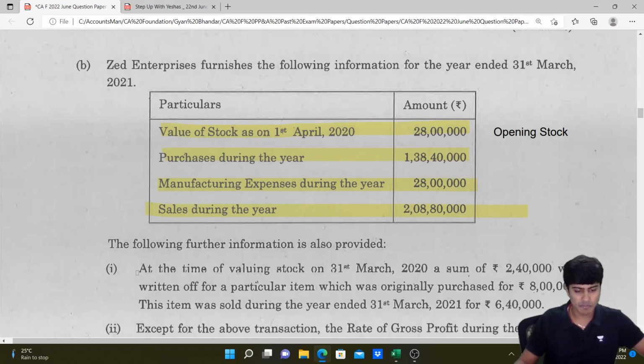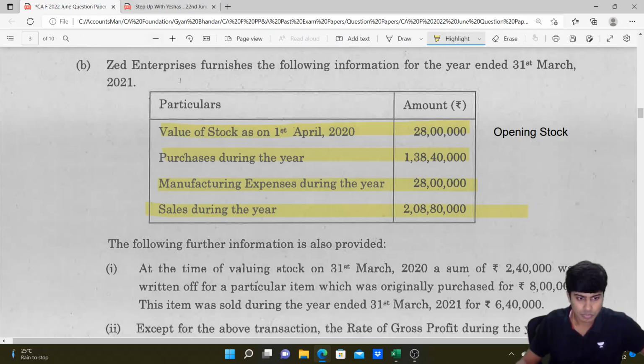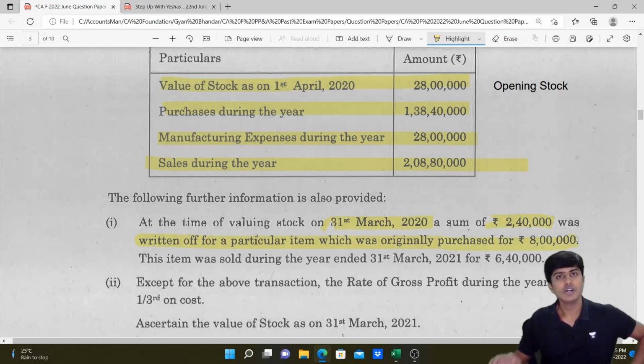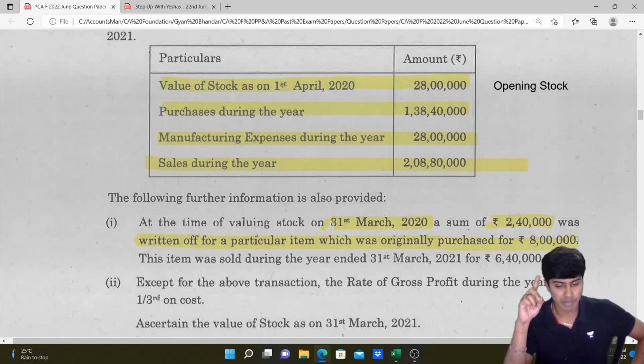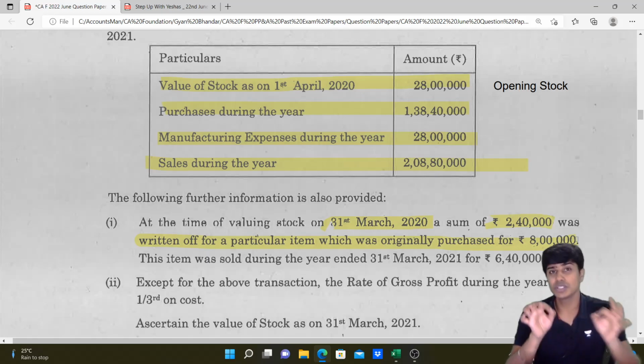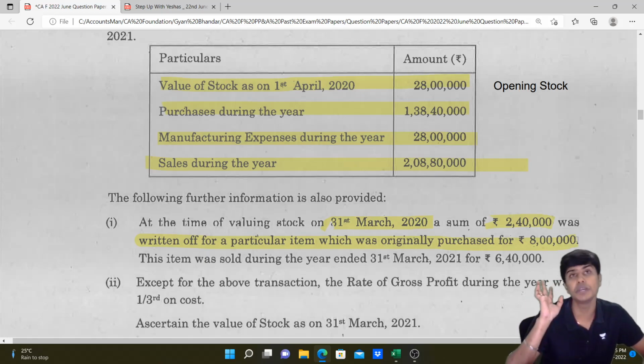Now, at the time of valuing the stock on 31st of March 2020, this is last year. What are they talking about? A sum of rupees 2,40,000 was written off for a particular item which was originally purchased for 8 lakh. So some item whose original cost is 8 lakh, against it 2,40,000 is written off. So 8 lakh minus 2,40,000 is 5,60,000. So 5,60,000 is the cost of this item in our opening stock.